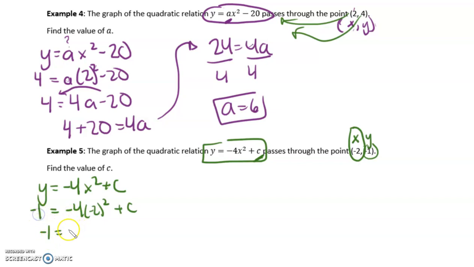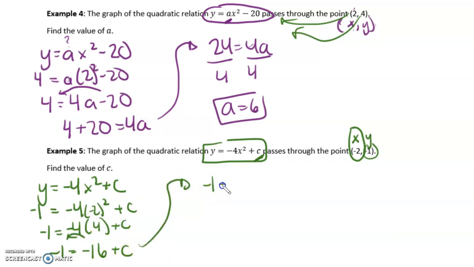Okay, so negative 1 equals negative 4 times negative 2 squared, which is 4. And then negative 4 times 4 is negative 16. Bring that over. We get negative 1 plus 16 equals c, which is 15. Okay, and then that's it. Find the value of c. c equals 15.